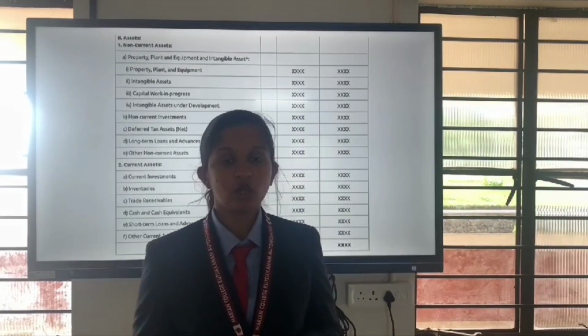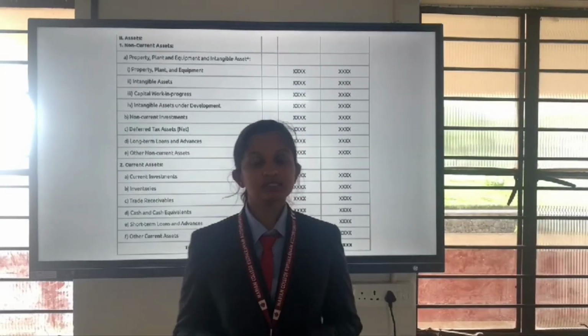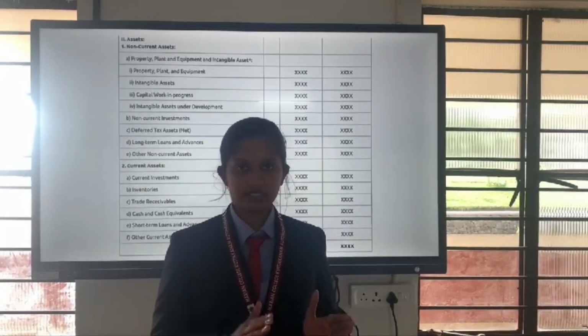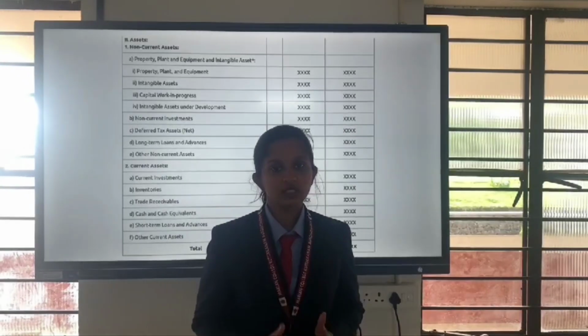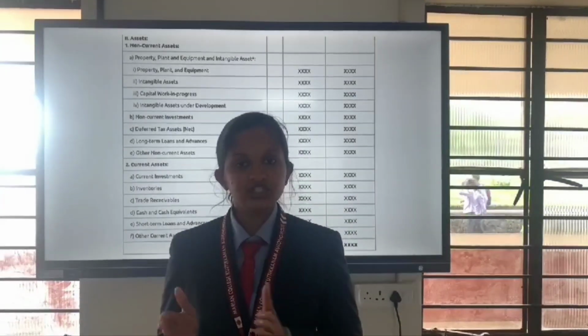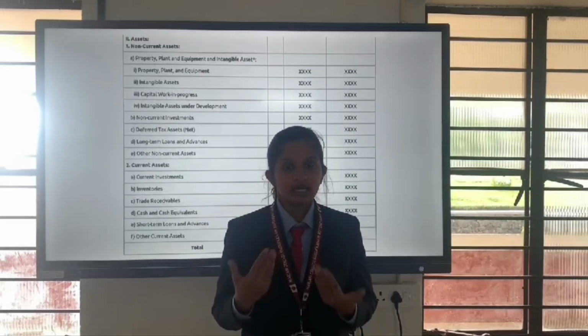And the next one is long-term loans and advances: loans given out, repayable over a long term. And the last one is other non-current assets: additional long-term resources not included elsewhere.